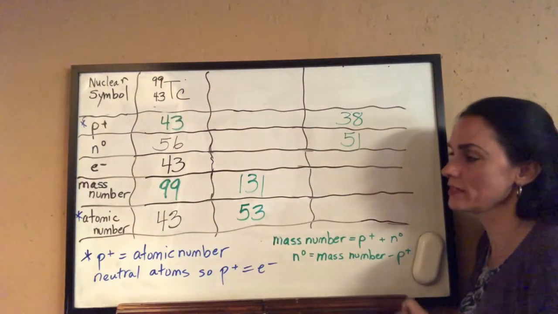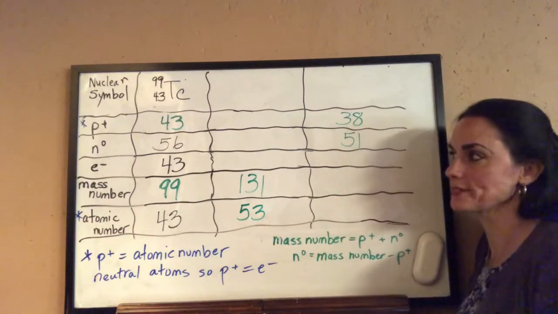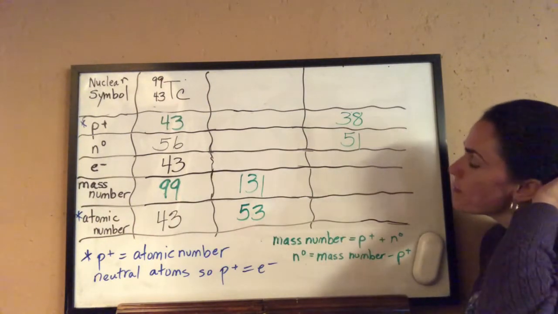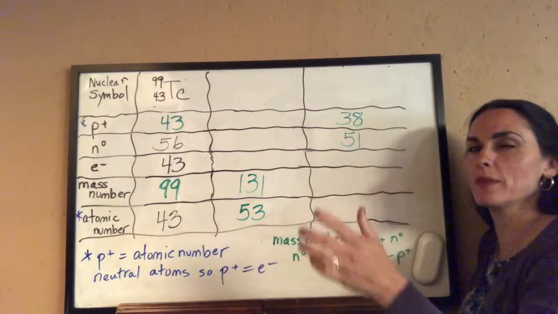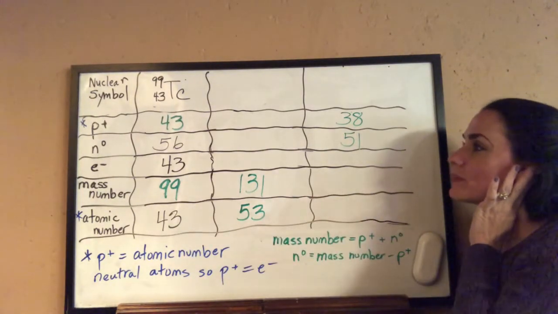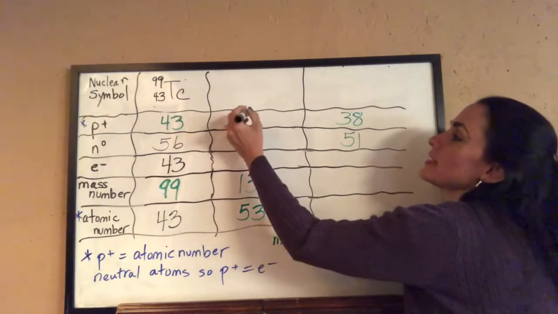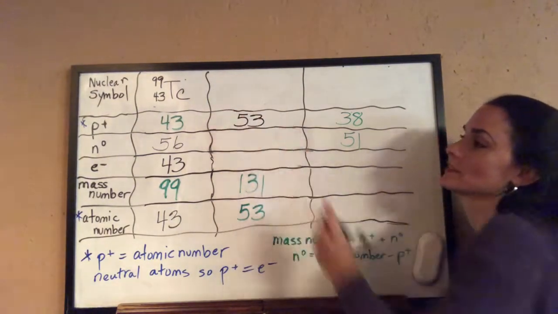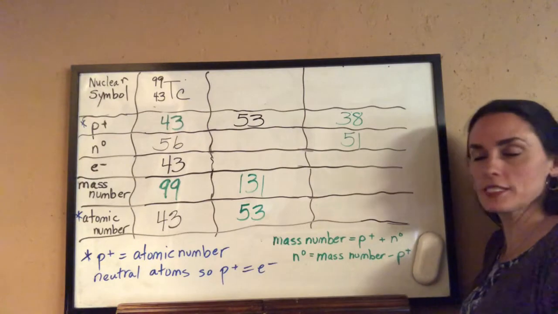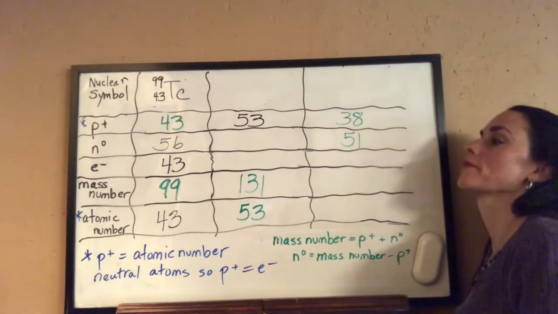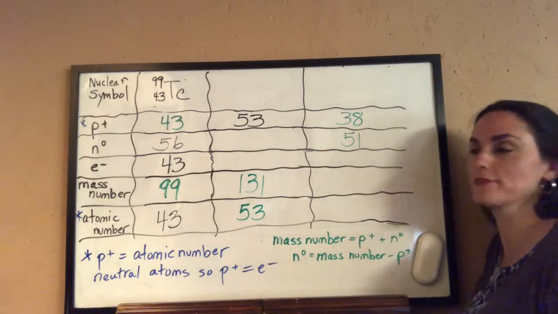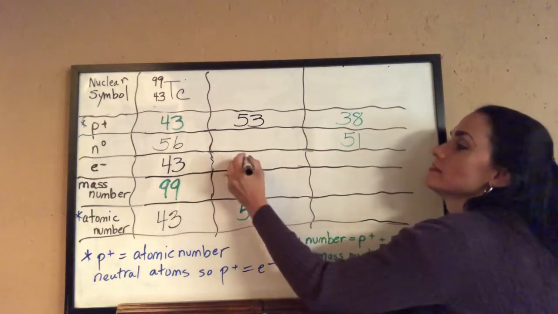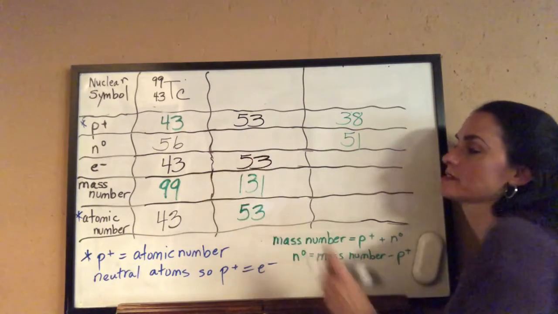We're given the atomic number and we're given the mass number. Well, the atomic number is the same as the number of protons. Yes, 53. And since there is no charge affiliated with this, the number of protons is also equal to the number of electrons.